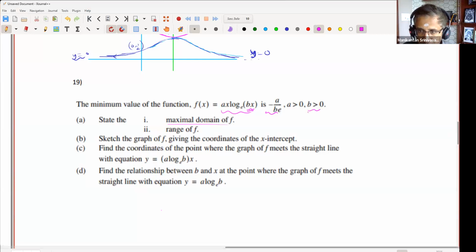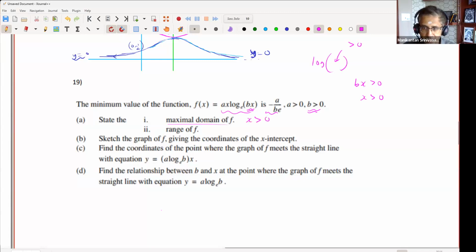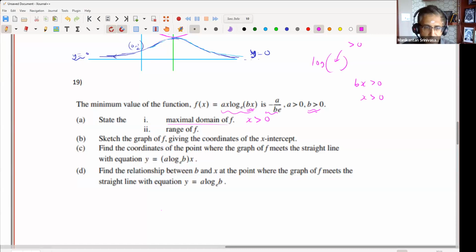B is going to be greater than 0. So log of something, this should be strictly greater than 0. Whatever comes in should be strictly greater than 0. Which means bx must be greater than 0. B is already given to be greater than 0. Therefore, all we need is x greater than 0. So the domain is x strictly greater than 0. Log 0 is not defined. Now, range of f.